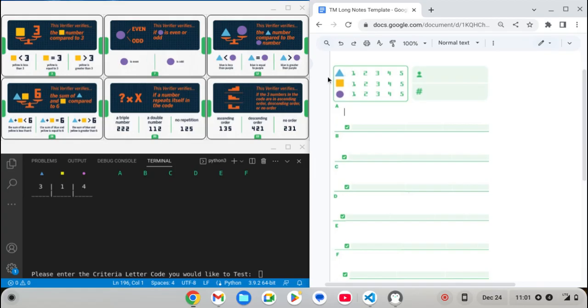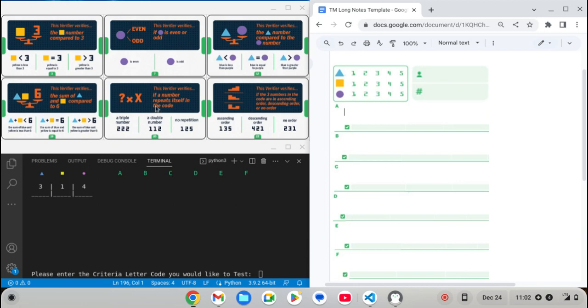Criteria card D will take a look at our first 2 digits, triangle and square, add them up, and compare the sum to the number 6. So should the value of the sum be less than 6? Should it be equal to 6? Or should the value of the sum be greater than 6?